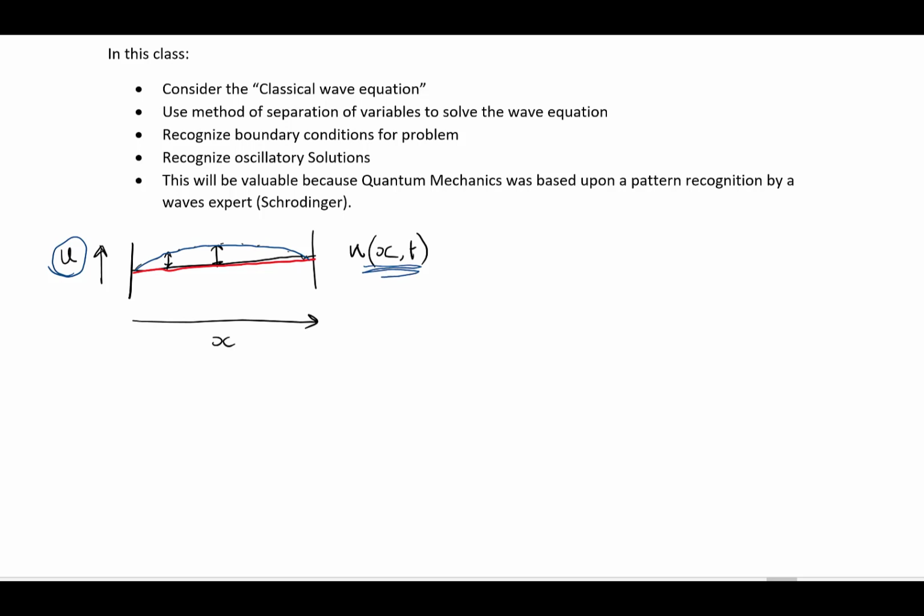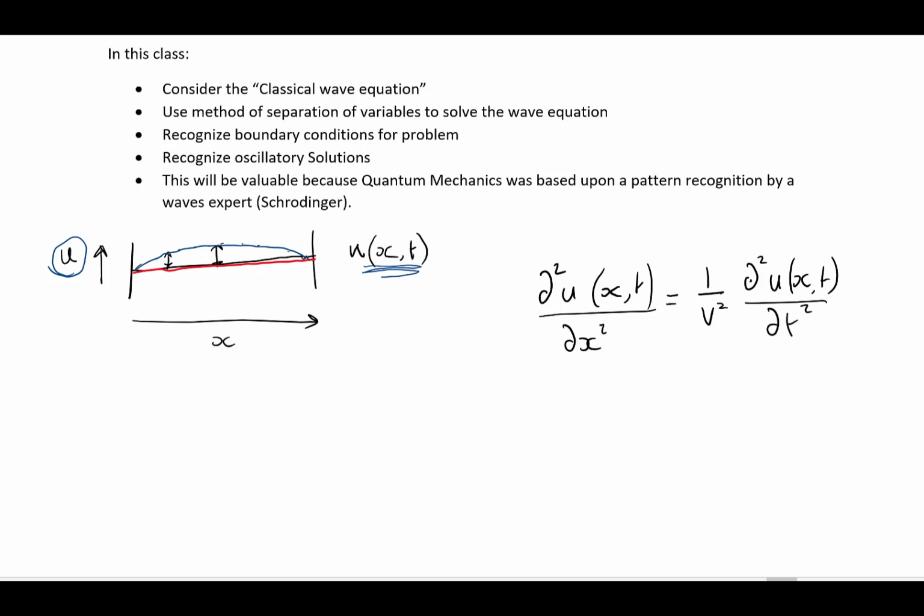There's a classical wave equation that describes this, and that wave equation is given as the second partial derivative of u, where u is a function of x and t, with respect to x, equal to 1 over v squared times the second partial derivative of u with respect to t. So this is our classical wave equation, and v in general is the speed at which the disturbance moves along the string.